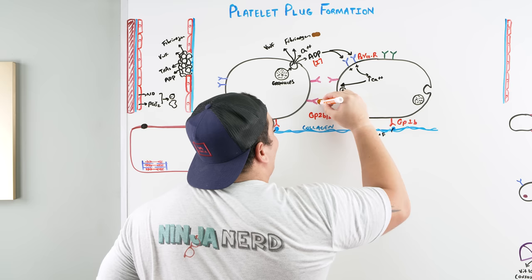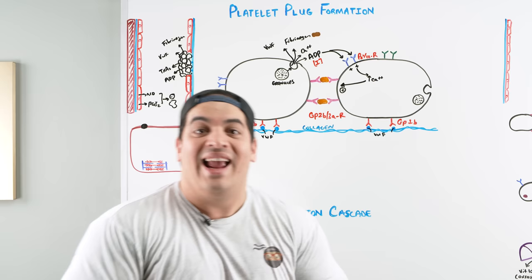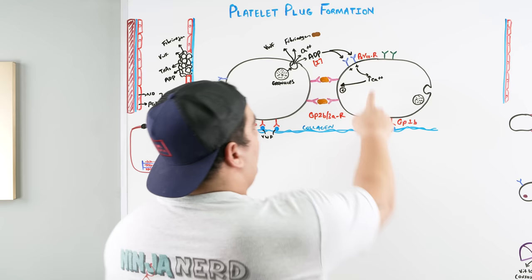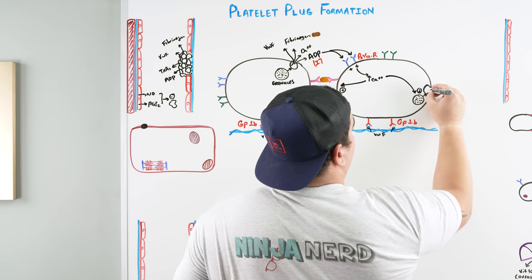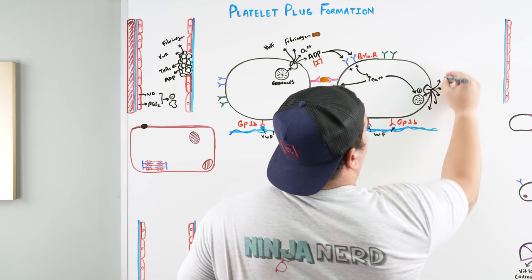The fibrinogen is what allows the platelets to stick with one another and really helps to form that platelet plug. That's one of the mechanisms of ADP. The second thing is when you increase calcium, it also will activate the granules. It'll stimulate these granules to fuse with the cell membrane, and guess what? Potentiate everything that we just did. In other words, release more von Willebrand factor to bind here for more platelets to stick to.